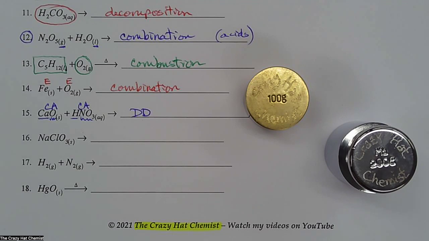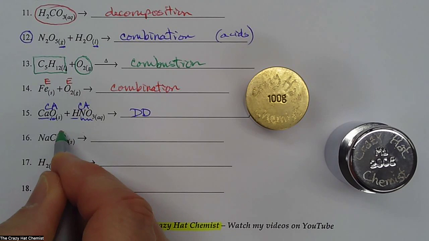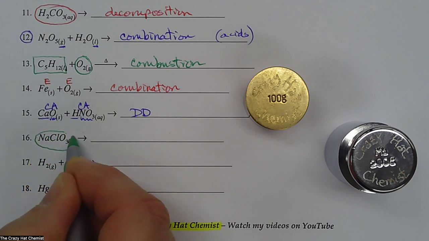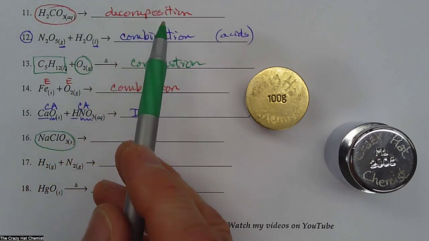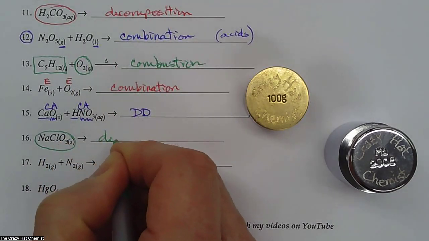All right, here we go. We got 3 more problems to do. Number 16, we have sodium chlorate. And there is no other reactant. There is a single reactant. That means that this is very similar to number 11 right up there. That is a decomposition.